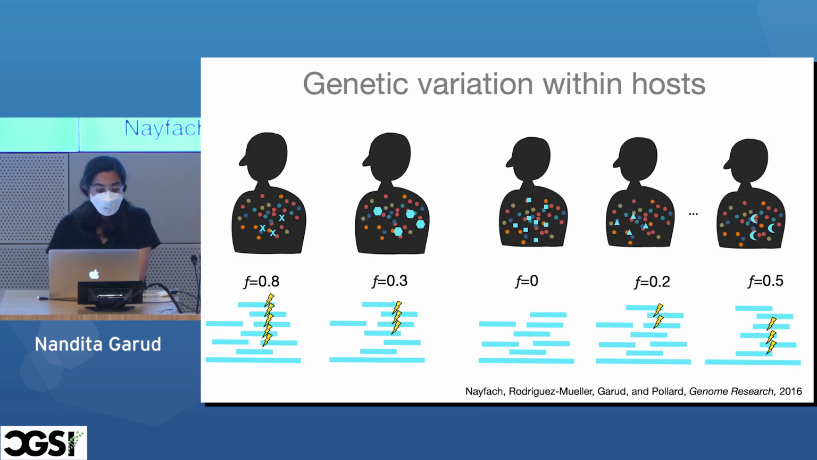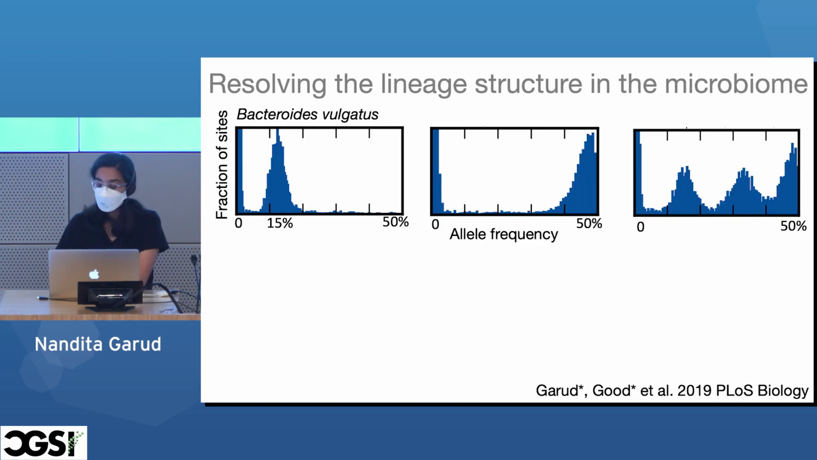So what I'm going to do is I'm going to plot the distribution of allele frequencies for each host. And that's plotted here for 3 different hosts for the species Bacteroides vulgaris. So these are 3 hosts from the Human Microbiome Project. And they are healthy people from North America. And these are what population genetic folks would call site frequency spectra. And so what I'm plotting on the x-axis is the allele frequency, and on the y-axis the fraction of sites.